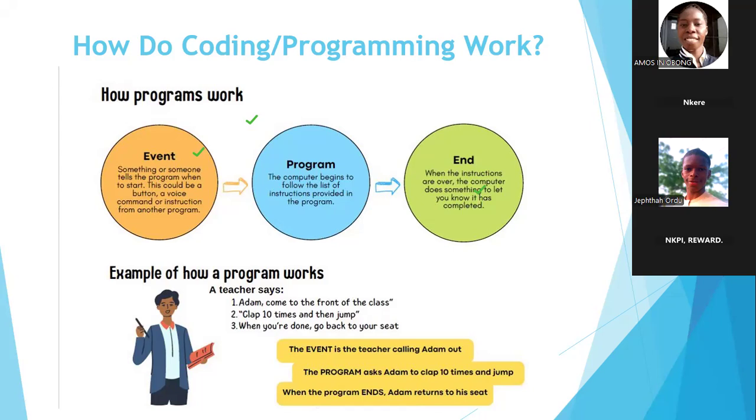So for you to be able to program a robot, it means that you tell it, okay, whenever the switch button is on, when you receive power, you are the one to tell it what to do. Sorry about my background noise.